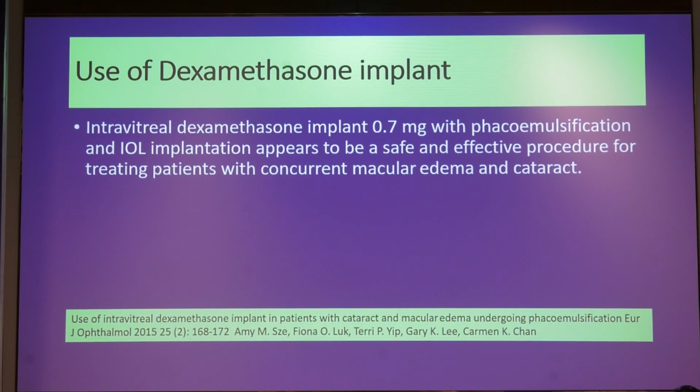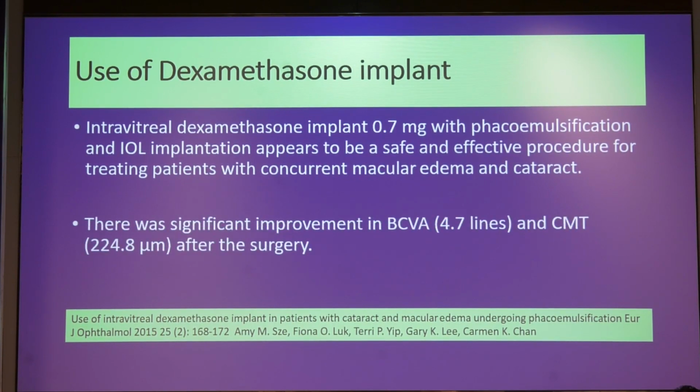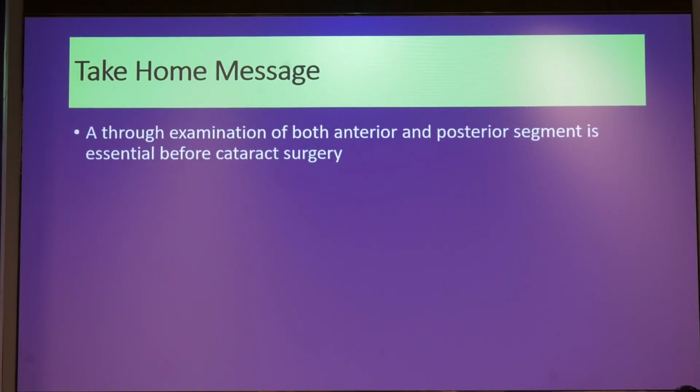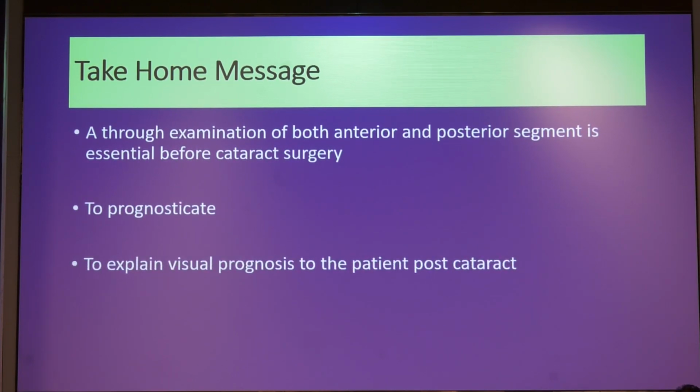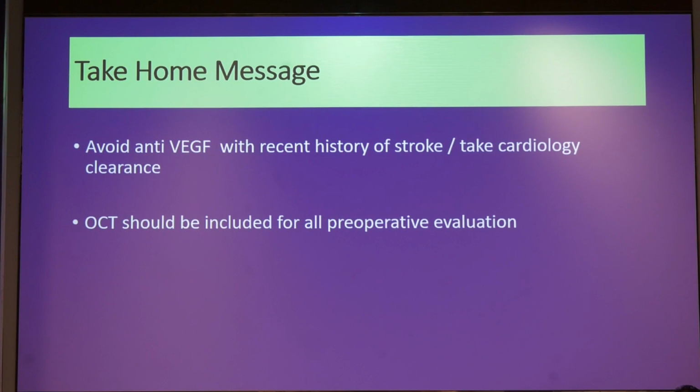So intravitreal dexamethasone implant with phacoemulsification and IOL implantation appears to be a safe and effective procedure for treating patients with concurrent macular edema and cataract. There was significant improvement in best corrected visual acuity and central macular thickness after surgery, as shown in this paper. So the take-home message is that a thorough examination of both the anterior and posterior segment is essential before cataract surgery, to prognosticate the disease and to explain visual prognosis to the patient post-cataract surgery; to avoid steroids in patients with glaucoma; to avoid anti-VEGF with recent history of stroke, or take a cardiological opinion; and OCT is a must in all preoperative evaluation.